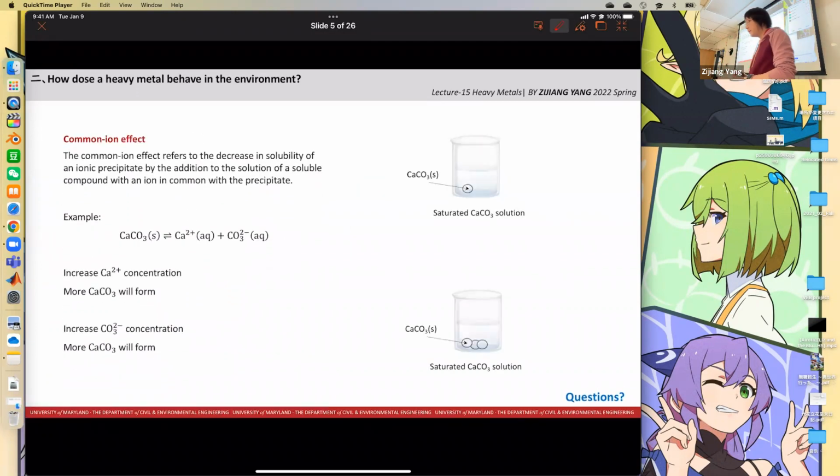And speaking of the ion, we also have a common ion effect. The common ion effect refers to the decrease in solubility of an ionic precipitate by the addition to the solution of a soluble compound with an ion in common with the precipitate. I think this definition is a little bit abstract, so let's just look at an example.